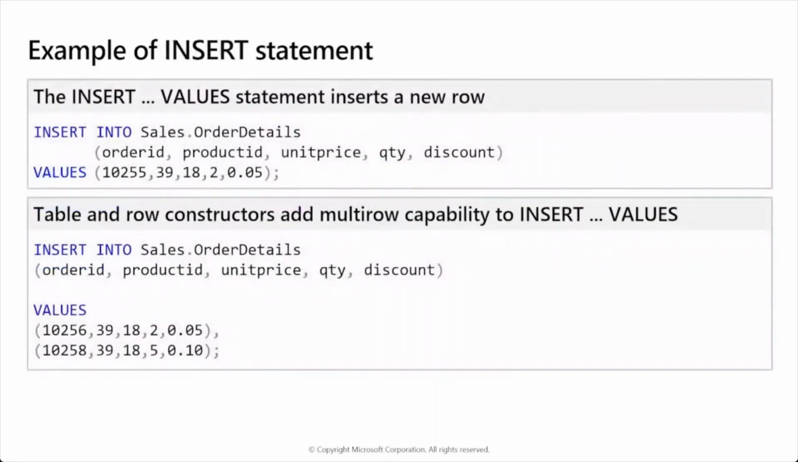Now, if we take a look at an example of an insert statement, in plain simple English, this is simply saying I want to add a new order to the order details table. So in SQL, what we do is we insert into the order details table, which is inside the sales database, the following values. For order ID, I want to insert 10255. Product ID, I want to insert 39. Unit price, I want to insert 18. Quantity is 2, and the discount is 0.05, which means 5%.